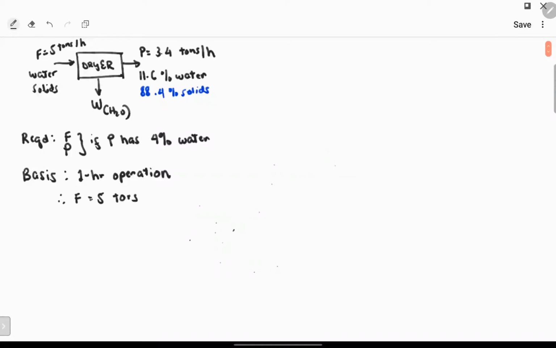Okay? And the amount of P is 3.4 tons in the first drying case. All right? Now, you would start with the overall material balance. How would it look like?